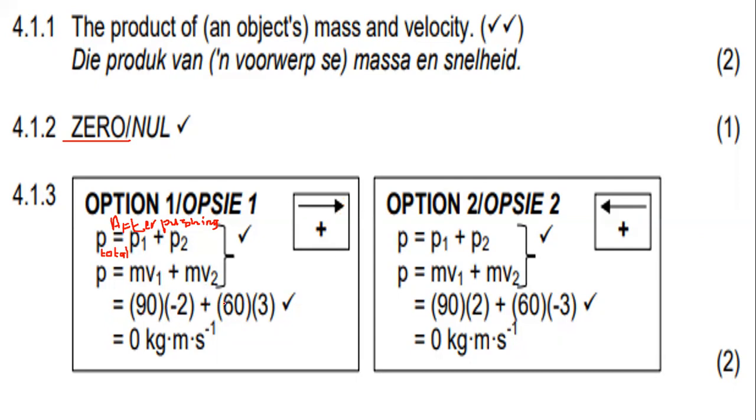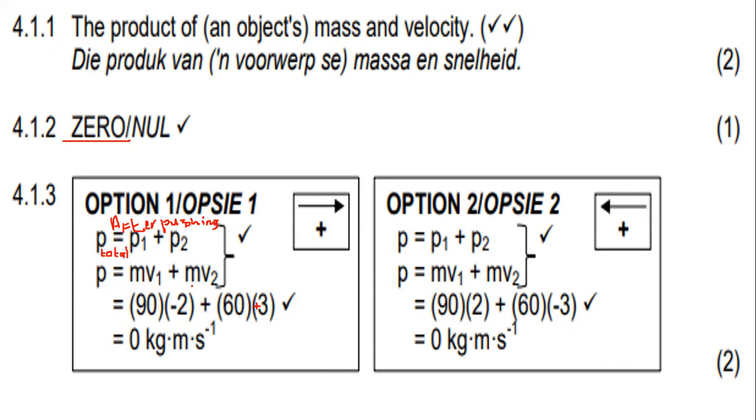Then we say plus, then we go to the momentum of skater number 2. The mass of skater number 2 is 60 kilograms, multiplied by the velocity of skater number 2 after the collision, which is 3 meters per second. But remember that 3 meters per second is positive altogether. Why? Because skater number 2 was moving to the right after pushing. Then you do your mathematics.